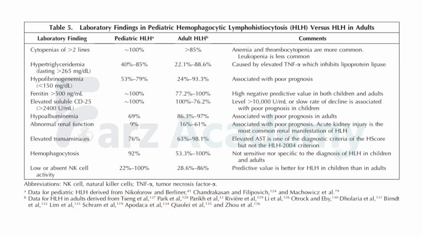So, in labs, the commonest finding will be cytopenias. More than two lines will be abnormal. Maybe anemia, thrombocytopenia; leukopenia is less common. Mostly it is anemia and thrombocytopenia in more than 85% of the cases. And triglycerides will be high in 22 to 88% of cases. Fibrinogen will be low. Ferritin levels more than 500 are there in 77 to 100%.